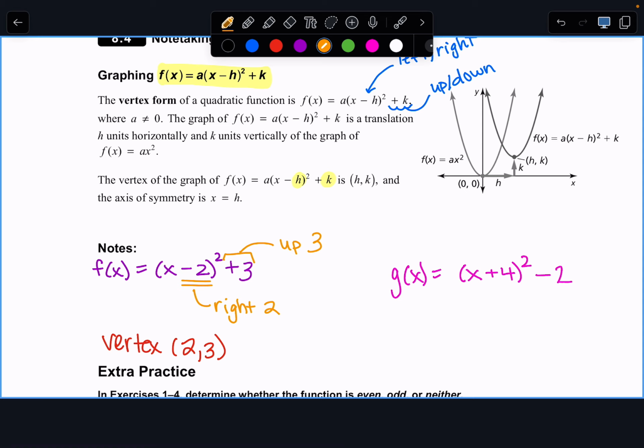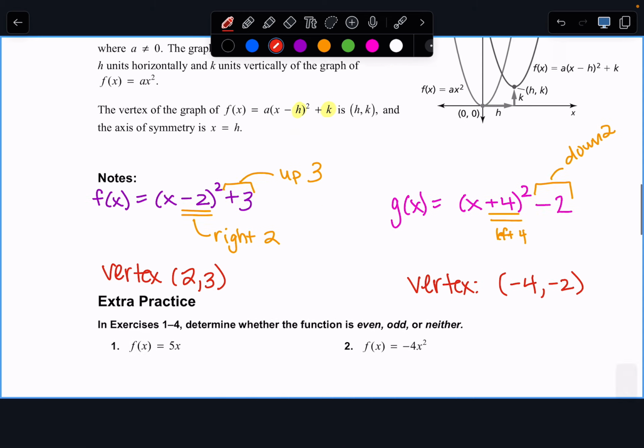All right, so this plus 4 inside with the x, which direction are we moving 4? Okay, we are going to move left 4. And what about this minus 2? Okay, which means we know that our vertex for this parabola is (-4, -2), because we have to go left 4 and down 2 from normal. Okay, left 4 sends us to -4, down 2 sends us to -2. We also know that it's going to be the same width as y equals x squared. It's not skinnier, it's not wider.